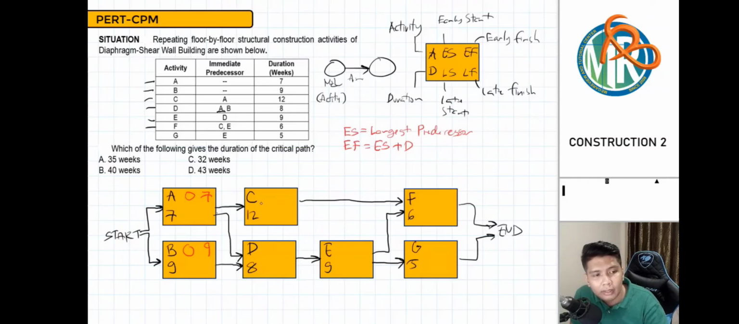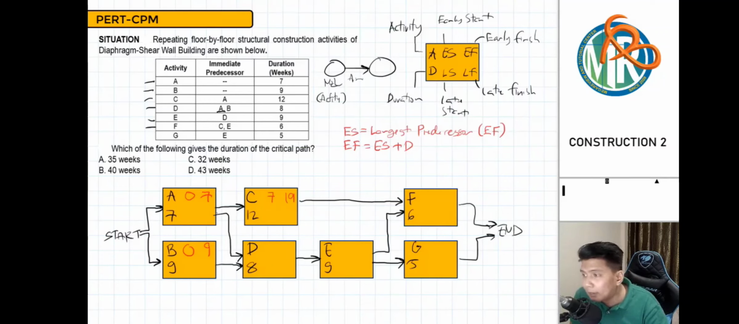Let's go to activity C. Sa activity C, anong predecessor niya? Di ba? Only si activity A. So, ano yung early finish na kanyang predecessor? Largest predecessor na early finish? Yan po yung early start mo. So, for activity C, since si A lang yung predecessor niya, you put here 7. Then, to get early finish ni C, that would be 7, early start niya, plus duration na 12, and you will get here 19. Now, proceed tayo sa activity D.